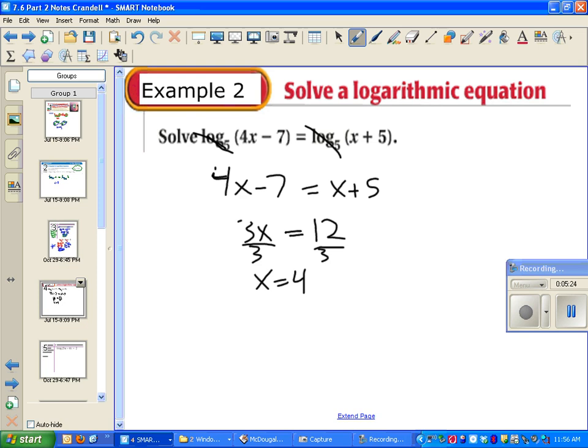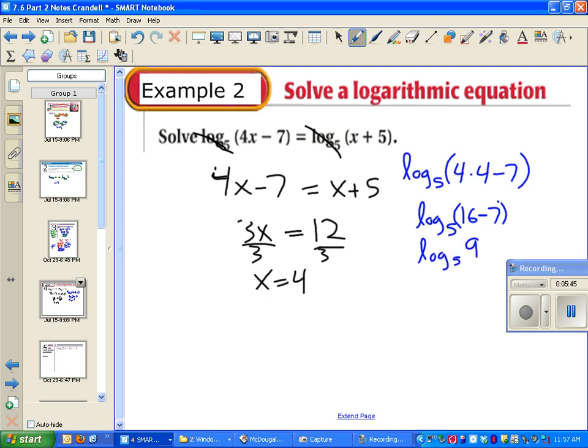All right, so let's check that, make sure that's a good solution. So log base 5 of 4 times 4, because that's my x, minus 7. And so that's going to be log base 5 of 16 minus 7, which is the same thing as log base 5 of 9. So that's okay. We can take a log of a positive number. And the other one, likewise, is going to be 4 plus 5. And that is also log base 5 of 9. So those check out, so this is a good answer.